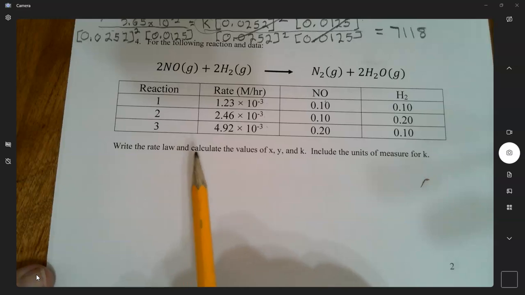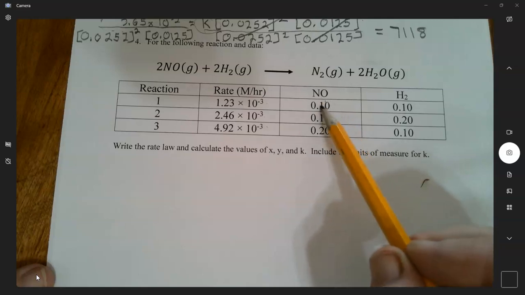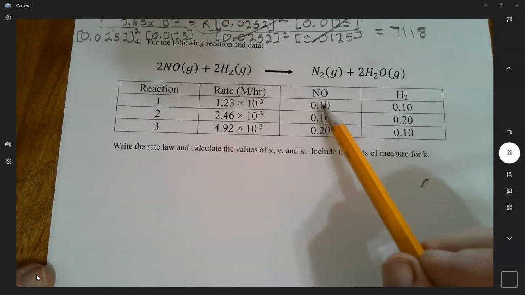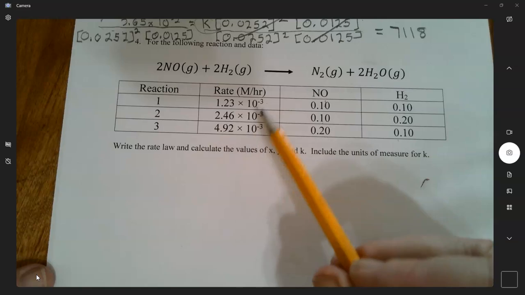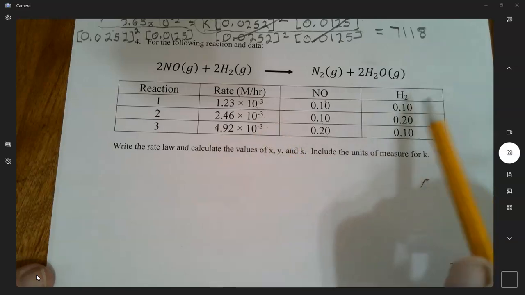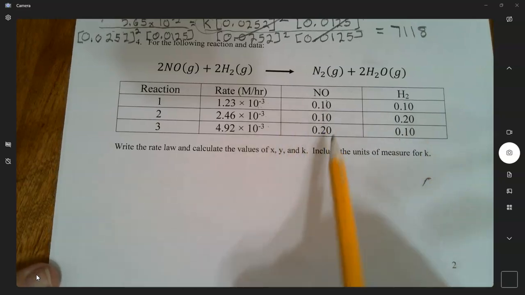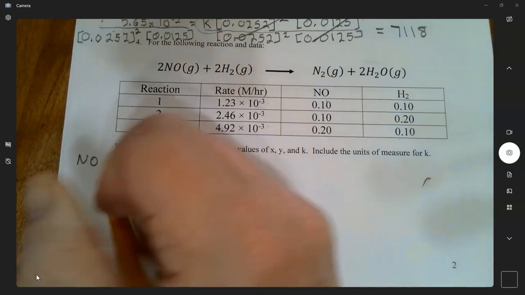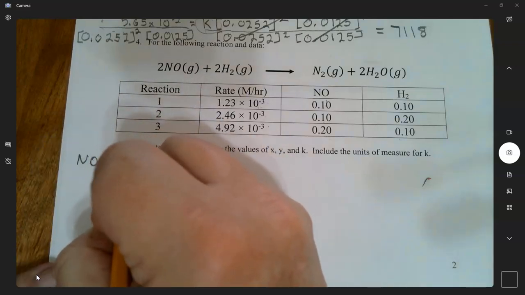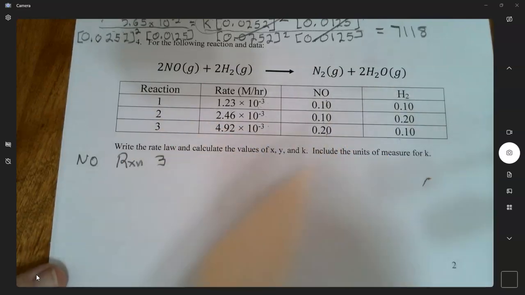Why are we doing this? We're doing this because you want to see these two are the equations where NO changes, 1 and 3, and H2 stays the same. We want to know how the change in NO affects the rate of these two reactions. So we want to hold H2 constant so it doesn't have any effect on changing the rate. Only the change in NO does. Alright, so we're going to start with NO again. Here we go. And it's reaction 3 over reaction 1 because we want to have 0.2 over 0.1.